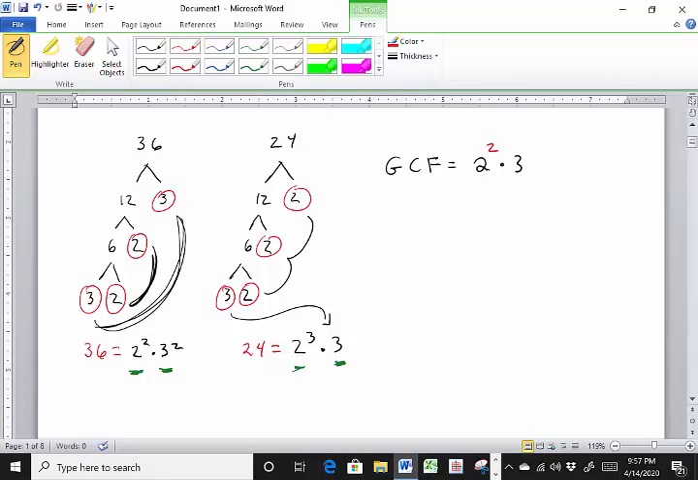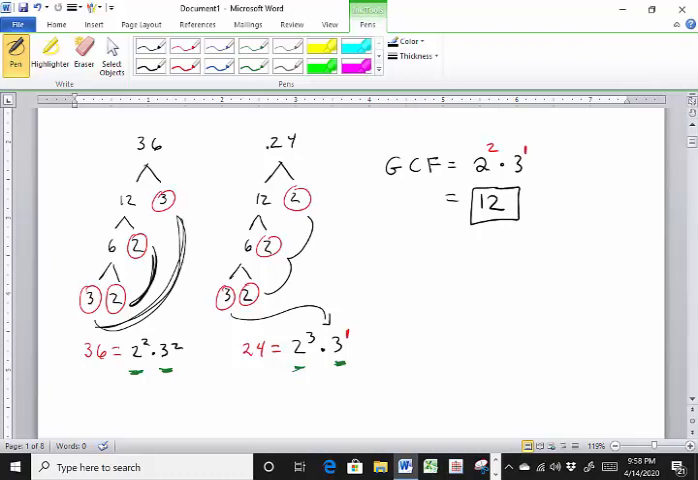Okay? And then I look at the 3. Out of the 36 and the 24, you compare those two 3's, and then you pick the 3 that has the smallest exponent. Well, remember there's that imaginary 1 there. So it's just going to be 3 to the first power. Now again, you don't have to put that first power. So what that means is 2 squared is 4, and 4 times 3 is 12. So 12 is the largest number that goes into 36 and 24.